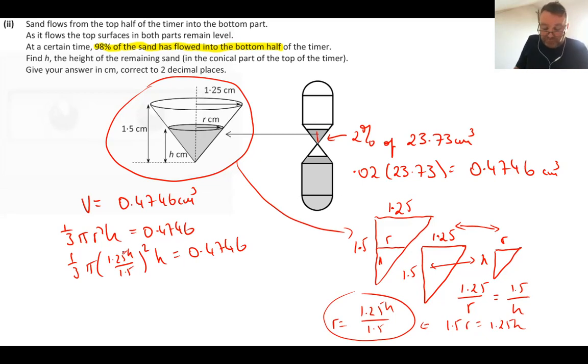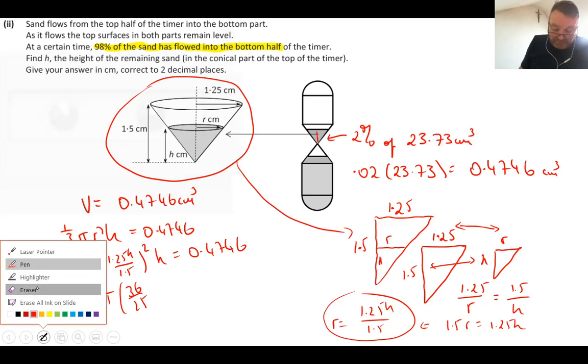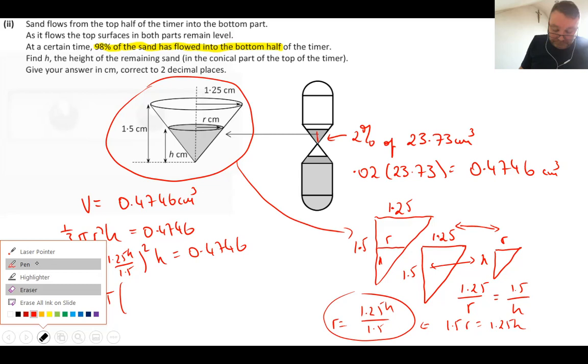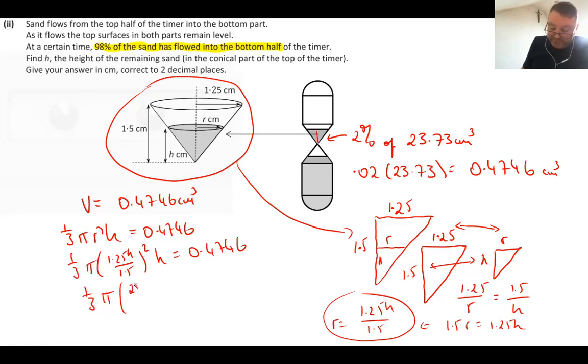So when we square 1.25 H over 1.5, let's do that on the calculators, we'll end up with 25 over 36. And the calculator will tell you this. It'll be 25 over 36 H squared. So square the 1.25, square the 1.5, you'll get 36 over 25. Sorry, the other way around. Apologies. It'll be 25 over 36. Let me do that again. Okay, so you'll get 25 over 36 H squared times H equals 0.4746.